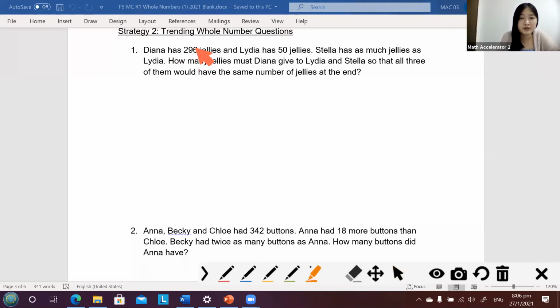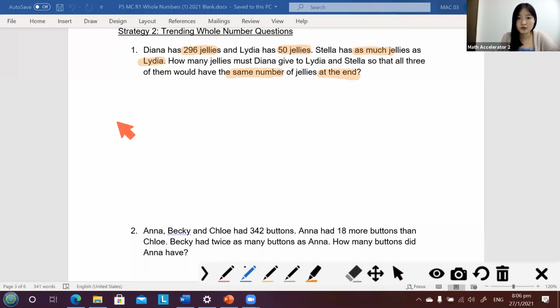Diana has 296 jellies and Lydia has 50 jellies. Stella has as much jellies as Lydia. So your reading has to be good also. By the time you reach the end of this sentence, in your head you must be thinking, oh, there are 3 people. How many jellies must Diana give to Lydia and Stella so that all 3 of them will have the same number of jellies at the end? Okay, keyword, same number at the end.